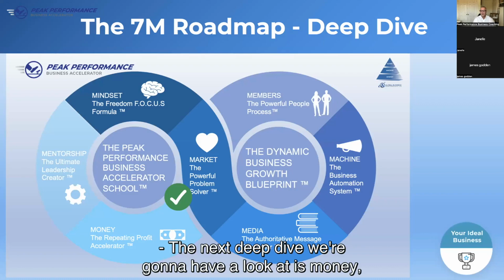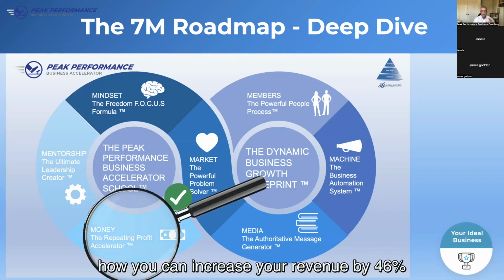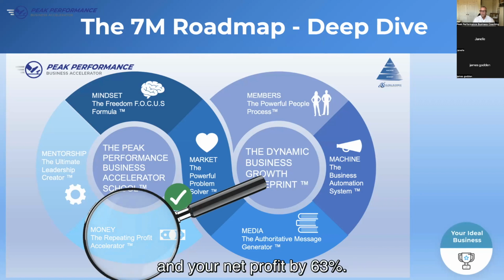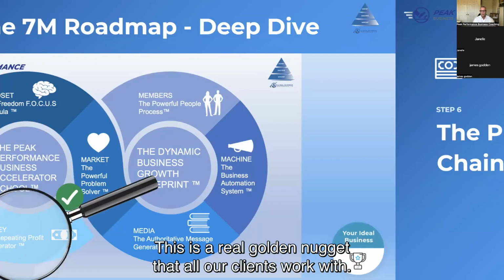The next deep dive we're going to have a look at is money, the repeating profit accelerator. And this is where I'm going to show you how you can increase your revenue by 46% and your net profit by 63%. And you can do that within 6 weeks if you follow this process. This is a real golden nugget that all our clients work with.